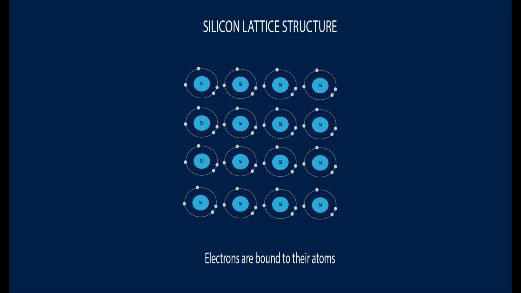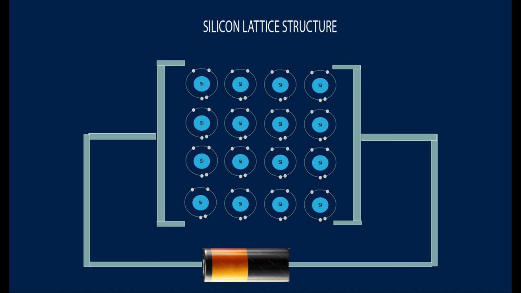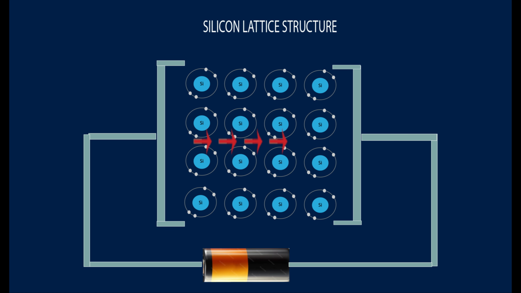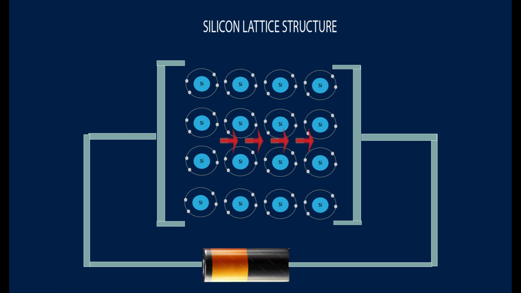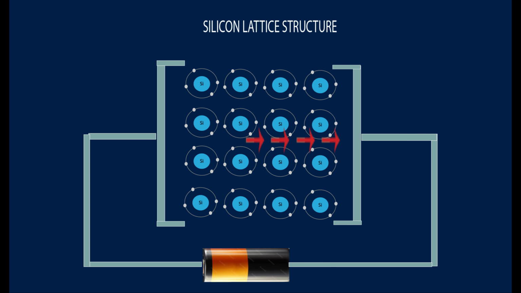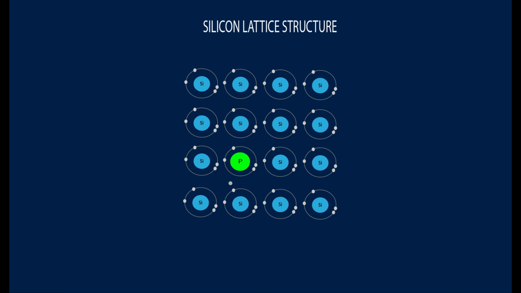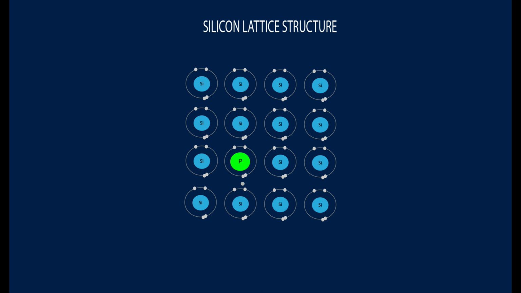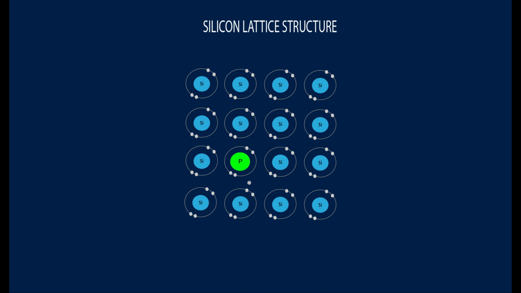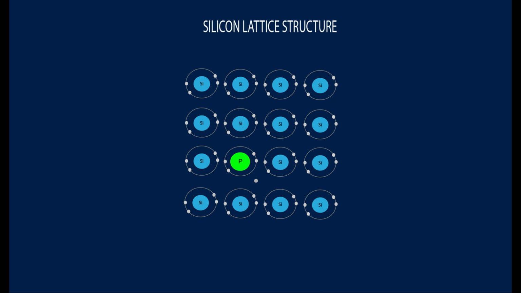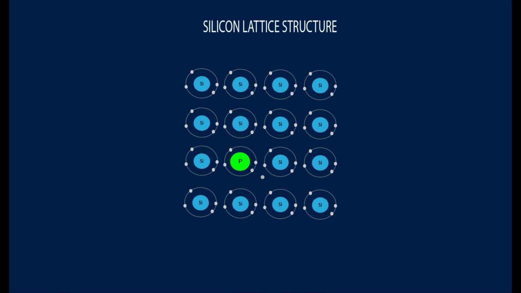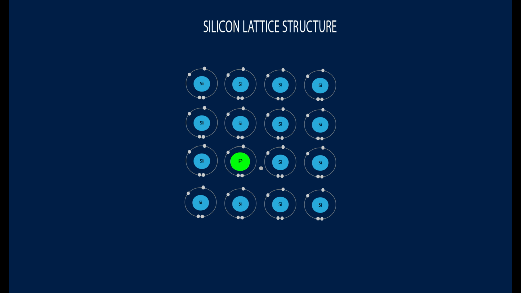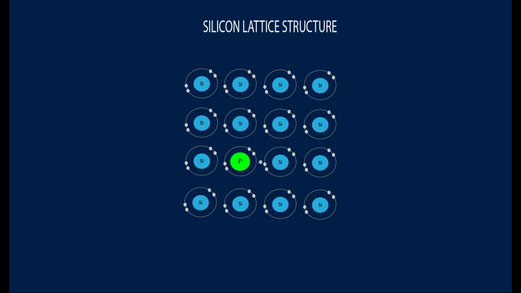In its pure form, silicon has very few free electrons to carry current. That means even if we apply a voltage, only a very small current can flow due to the limited number of charge carriers. To fix this, we introduce a small but powerful change. We add tiny amounts of impurities into the silicon crystal, a process known as doping. These impurity atoms replace some silicon atoms in the lattice, slightly disturbing the balance and creating charge carriers.